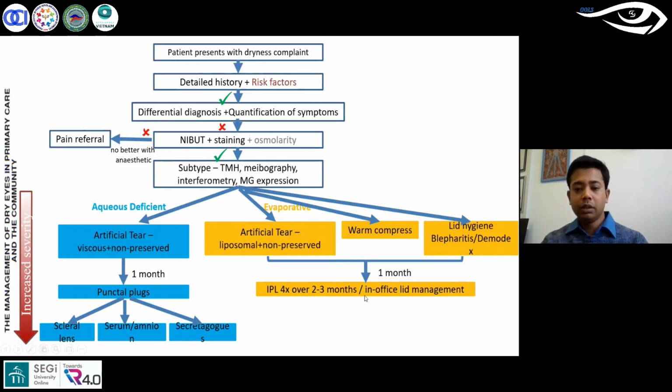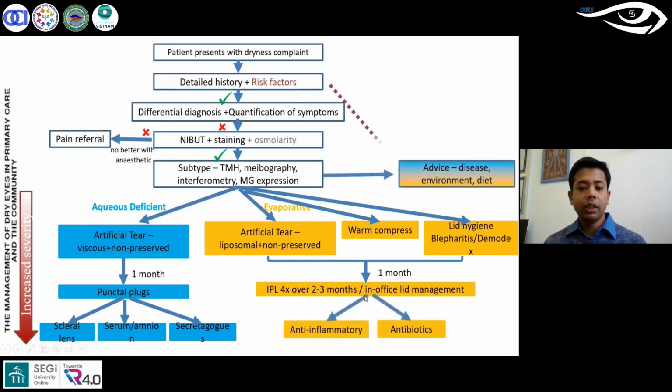And if it's still not working, or it's partially working, next we need to go for anti-inflammatories and antibiotics, depending on what type of disease it is and how it's progressing, so I need to co-manage. I think this is the overall management of dry eye and the current evidence we have.